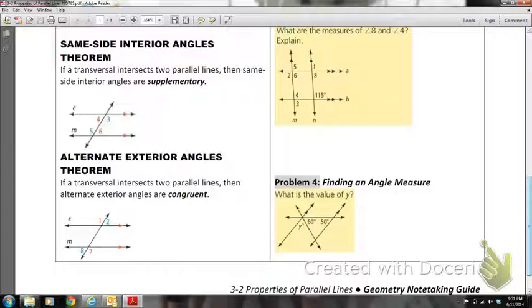The last theorem is the alternate exterior angles theorem, and it states that if a transversal intersects two parallel lines, then alternate exterior angles are congruent. So the alternate exterior angles in the diagram, lines L and M are parallel, so the transversal intersects those two lines, and angle 2 is going to be congruent to angle 8 because they are alternate exterior angles, and angle 1 is going to be congruent to angle 7 because they are alternate exterior angles.